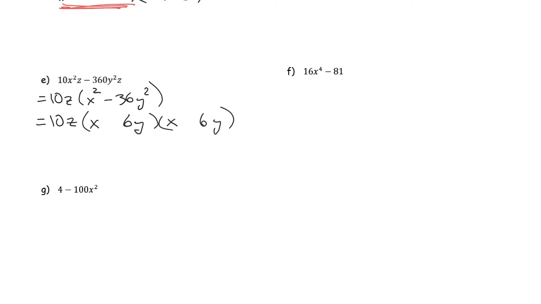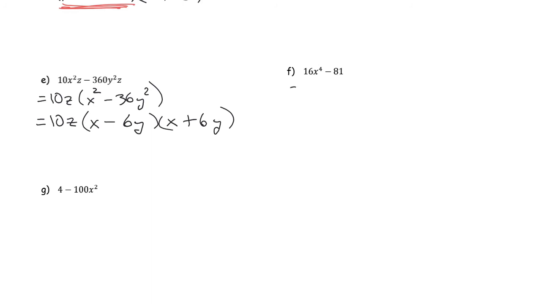This one, 10x squared z minus 360 y squared z. Well, there's definitely a 10 and a z common. Looks like that's it. So that's going to leave us with x squared minus 36y squared. Still got to write those factors that I pull out here, but now I've got two terms, subtraction in between. They're perfect squares. Here we go. So the square root of x squared is x. The square root of 36y squared will be 6y. And I'll make one negative and one positive.